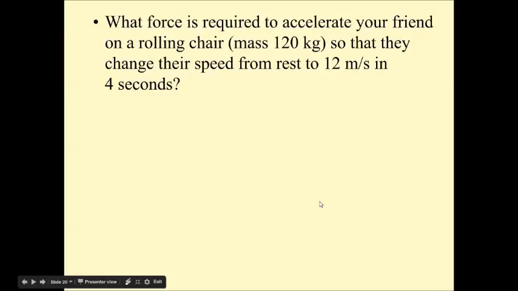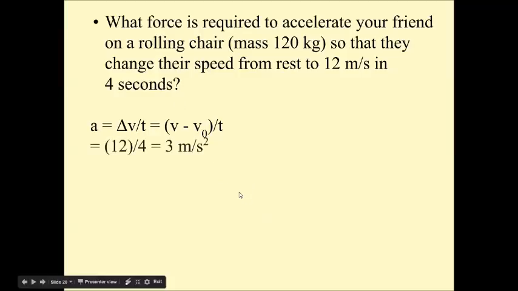Next example: what force is required to accelerate your friend on a rolling chair, a total mass of 120 kilograms, so that they change their speed from rest to 12 meters per second in 4 seconds? So once again, first off, we're going to have to solve for acceleration. Before we can get on to Newton's second law, we have to know what acceleration is. Acceleration is defined as the change in velocity over time. So delta v is defined as the ending velocity minus the initial velocity, over time. And that you learn from kinematics.